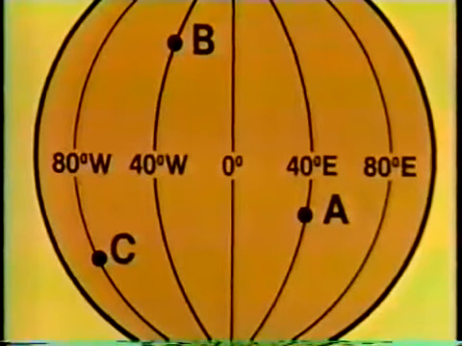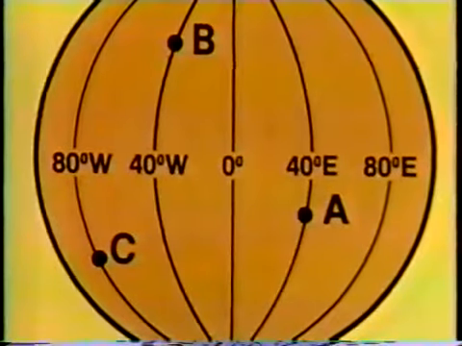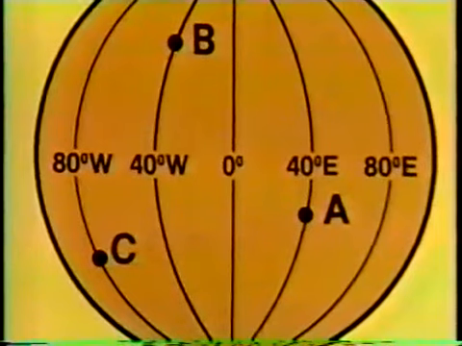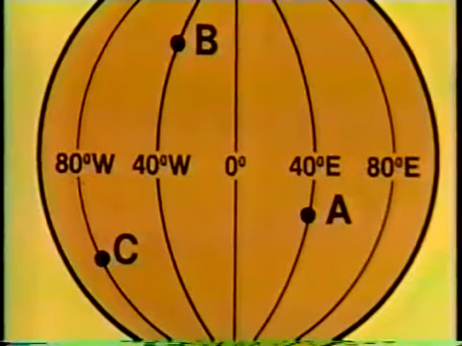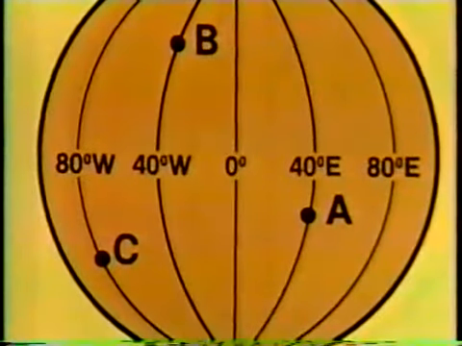40 degrees is correct. How far is it from point B over to point A? If you said 80 degrees, you were right, because it's 40 degrees west to the prime meridian and 40 more degrees east to point A, a total of 80.